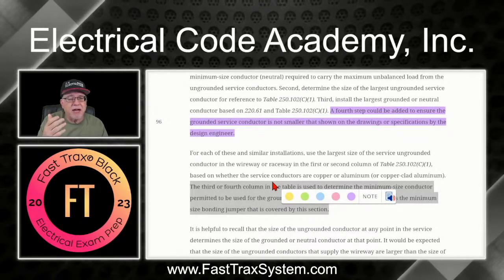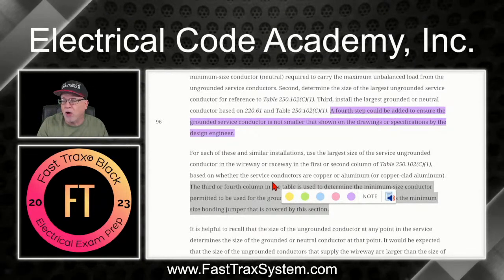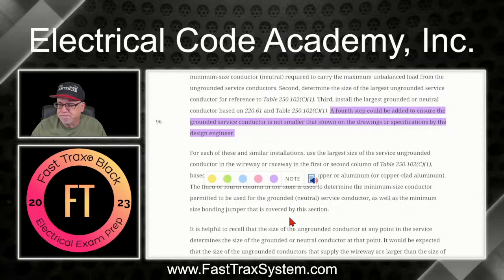So main bonding jumpers will ultimately be referred back to this table. So keep all that in mind. Even though we're focusing on the grounded conductor today, that table is very useful for all of those other sizing as well. Okay? All right.